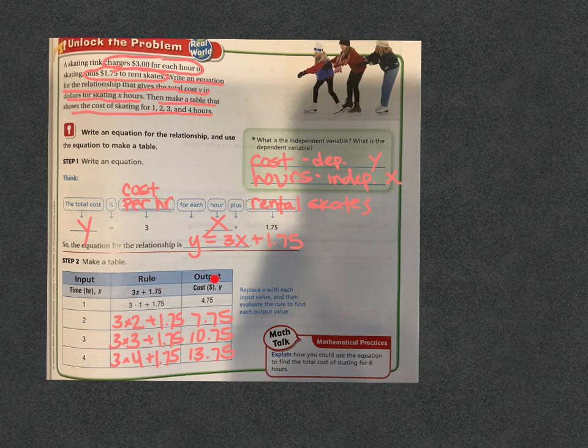So these are all of the potential costs depending on how many hours you end up skating. So that's what they're asking you to do in this lesson. One of the things they're asking you to do in this lesson: translate, get an equation, and then calculate for a certain amount of certain types of inputs. X equals this, then try it. Calculate, run it through the factory, and out you spit out the y. Okay? So when x is 1, y is 4.75. When the independent variable is 2, the dependent variable is 7.75. When the independent variable is 3, the dependent variable is 10.75. When x is 4, y is 13.75.